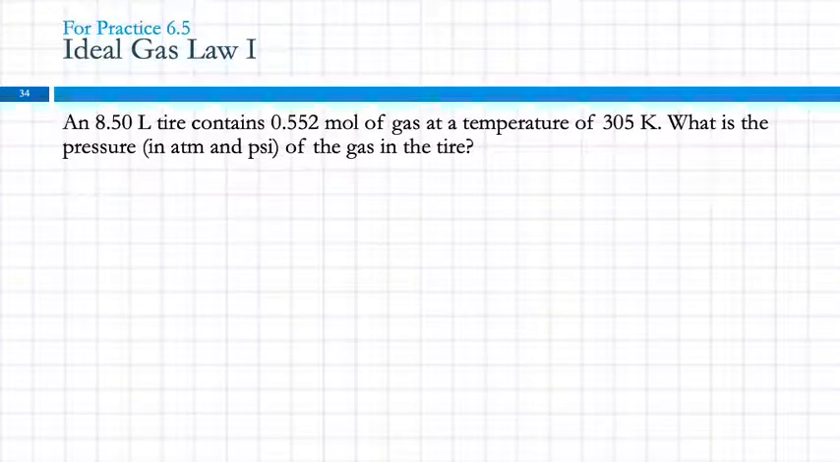So we're going to do some problems with the ideal gas law. An 8.5 liter tire contains 0.552 moles of gas at a temperature of 305 Kelvin. What is the pressure in atmospheres and PSI of the gas in the tire?